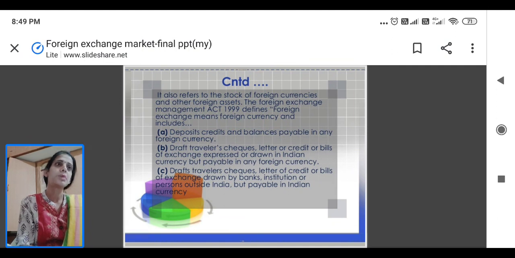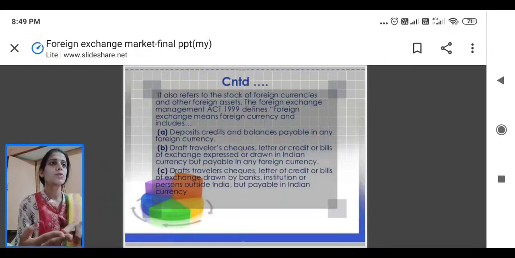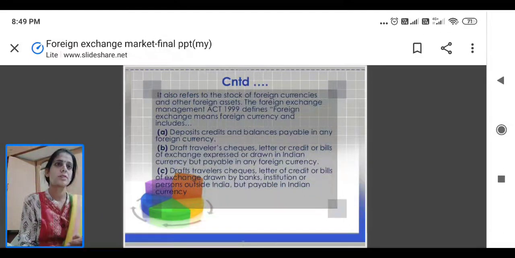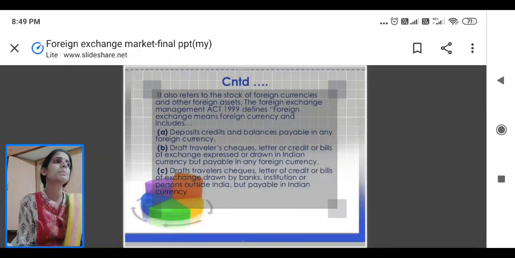foreign exchange as foreign currency, and it includes deposits, credits and balances payable in any foreign currencies. What all does it deal with? It deals with the deposits as well as the credits and the balance of payment, what we take and what we are going to maintain. BOP and BOT are very important terminology when you are looking at foreign exchange. That is nothing but what is payable in any form of foreign currencies.